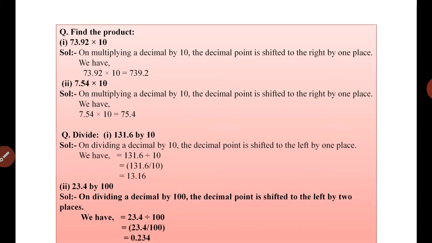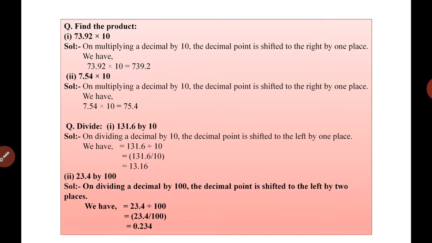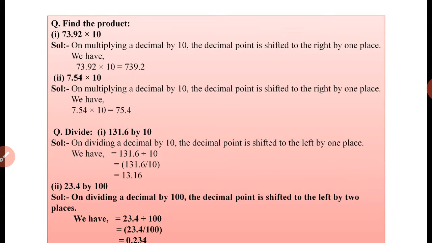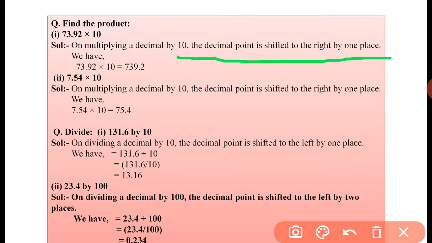Find the product. So how can you do multiplication in decimal? See the first part, 7.92 multiplied by 10. When it is multiplied by 10, the decimal point is shifted to the right by one place, because in 10 there is 1 zero, so it will shift one place to the right. So here 7.92 into 10 will become 79.2.